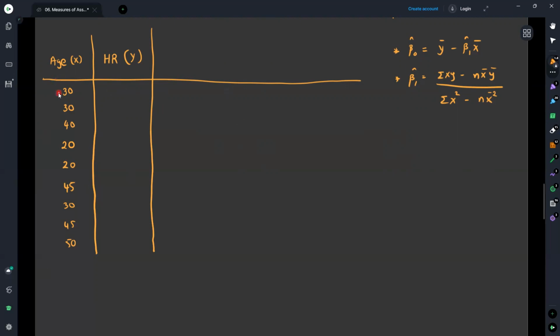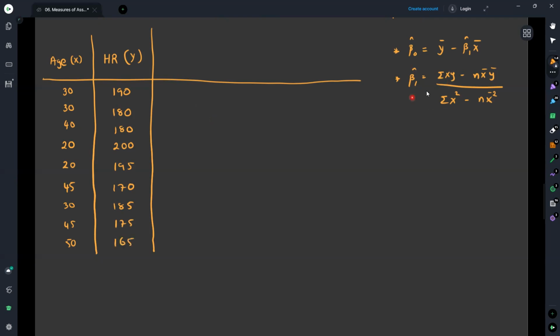And for the person with age 30, the maximum or the peak heart rate was obtained as 190. Then the value was 180. Then for the third person, again it is 180. Then 200, 195. Then 170, 185, 175, and for the last one, it was observed as 165.